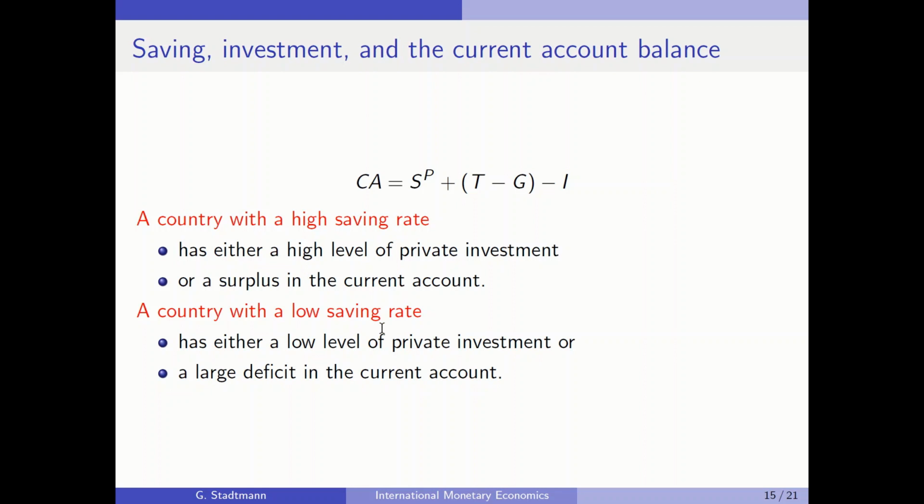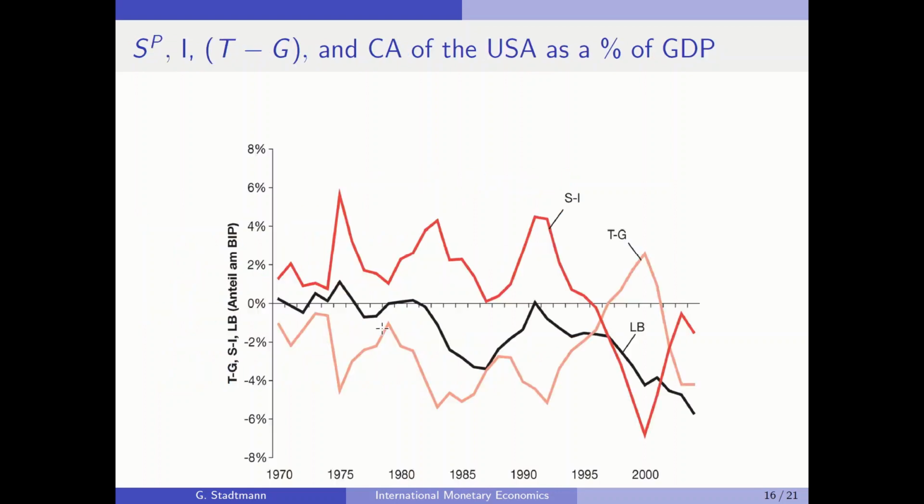In case that a country has a low saving rate, it either has a low level of private investment or a large deficit in the current account. So one example would be the US. In the next slide, you can see private savings, investment, the government budget and the current account balance of the US as a percent of GDP over time.